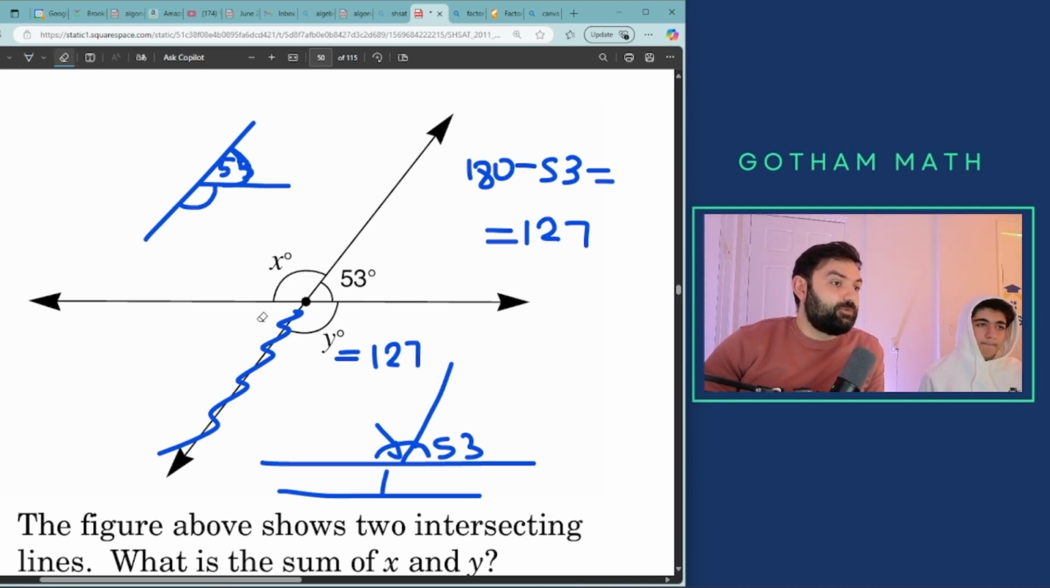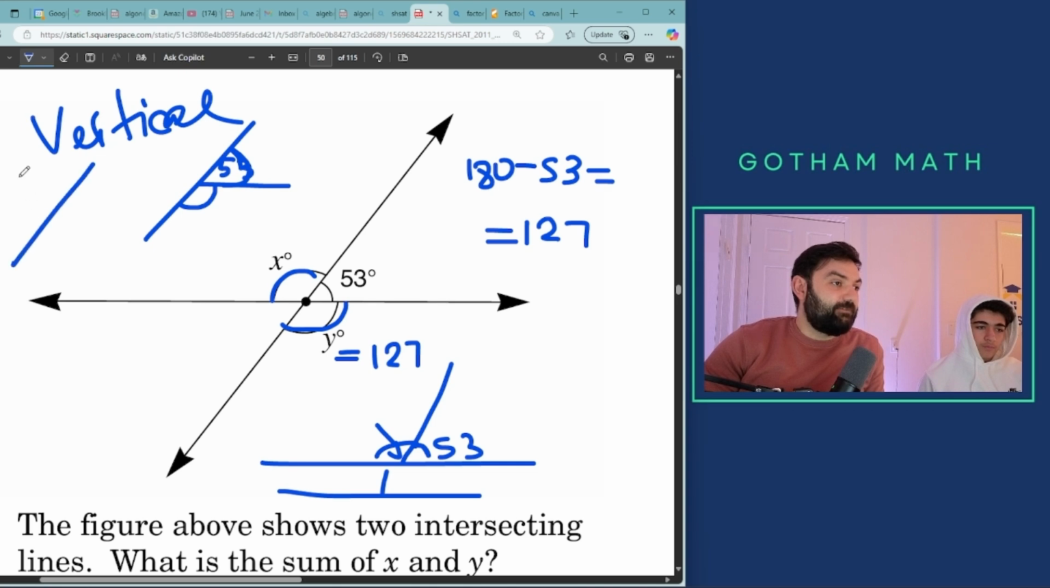Another way is to know what vertical angles are, because angle y and angle x are called vertical angles. Vertical means that if you have a cross like this, this angle equals this one, and this angle equals that one. Okay? Yeah, that's what I did.